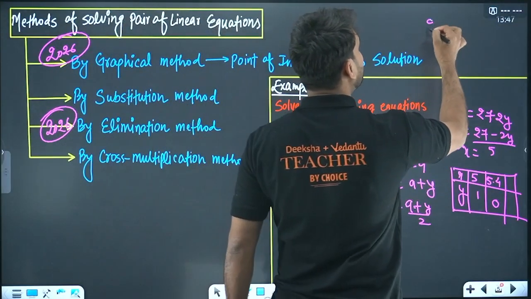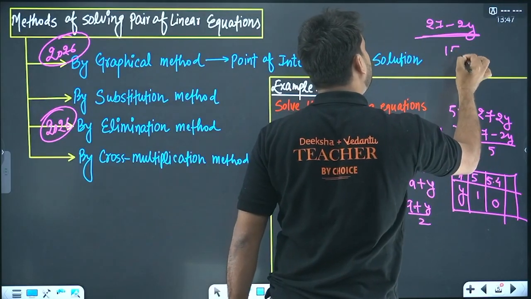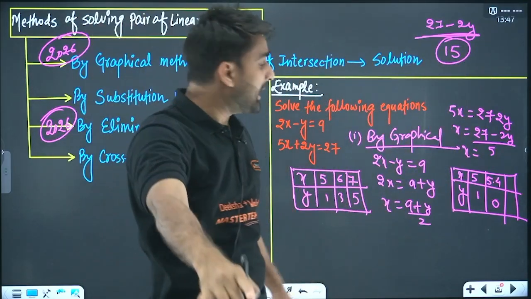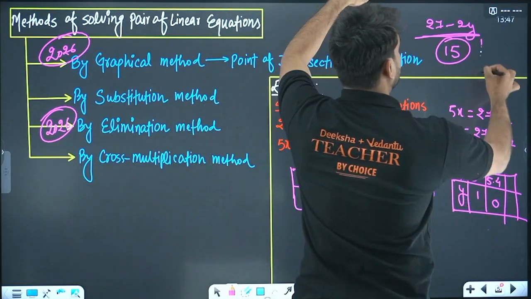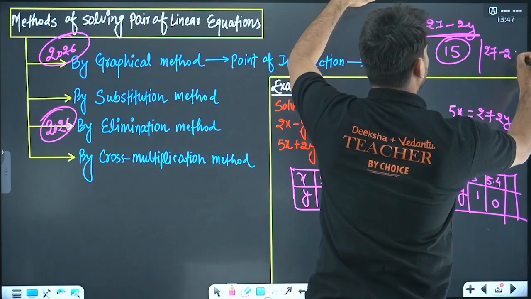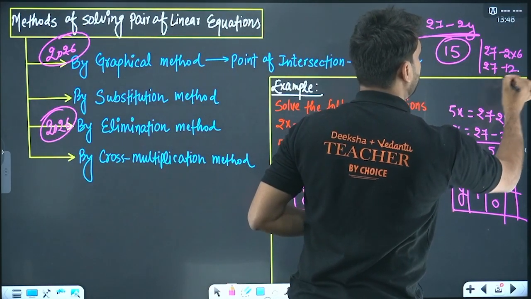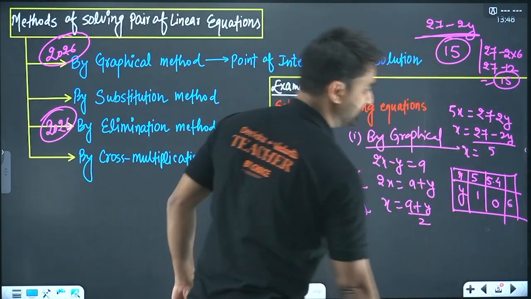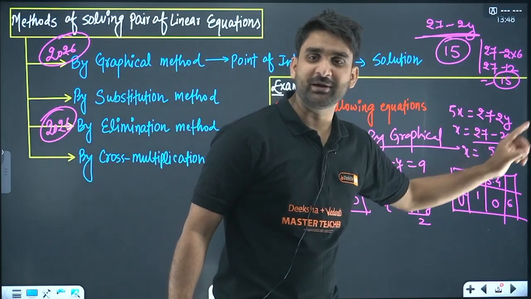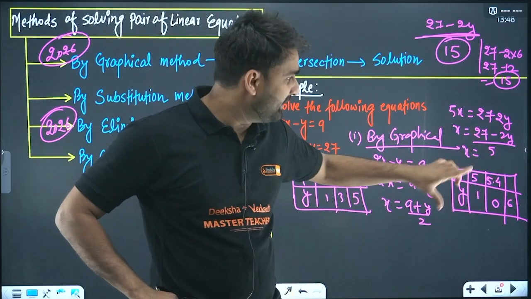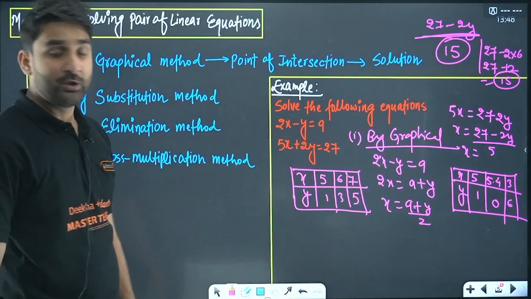Now in 27 minus 2y, I want to make this 15, because 15 can be divided by 5. So what do we need to do to make this 15? We can do 27 minus 2 into 6, my dear. Getting my point? 27 minus 12 can be written as 15 here. So 6 into 2 is 12, and 27 minus 12 would be 15, and 15 can be divided by 5. So this is 3. I hope you got the point. So these are the solutions.